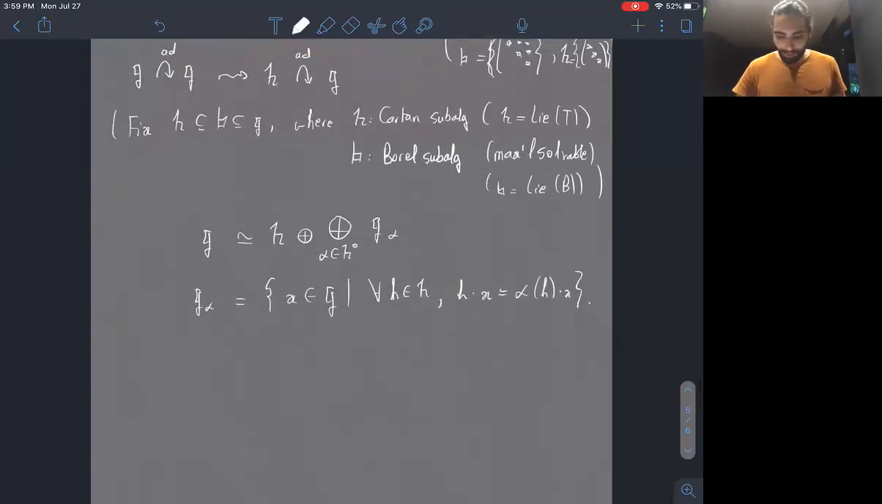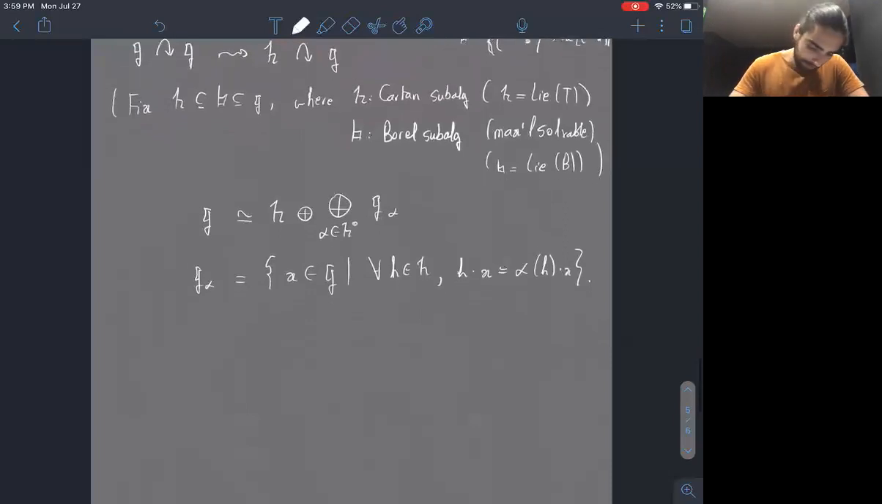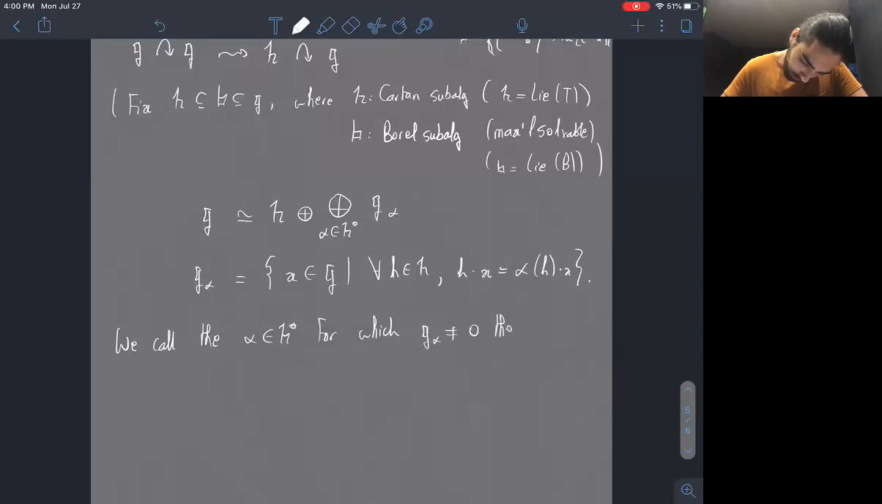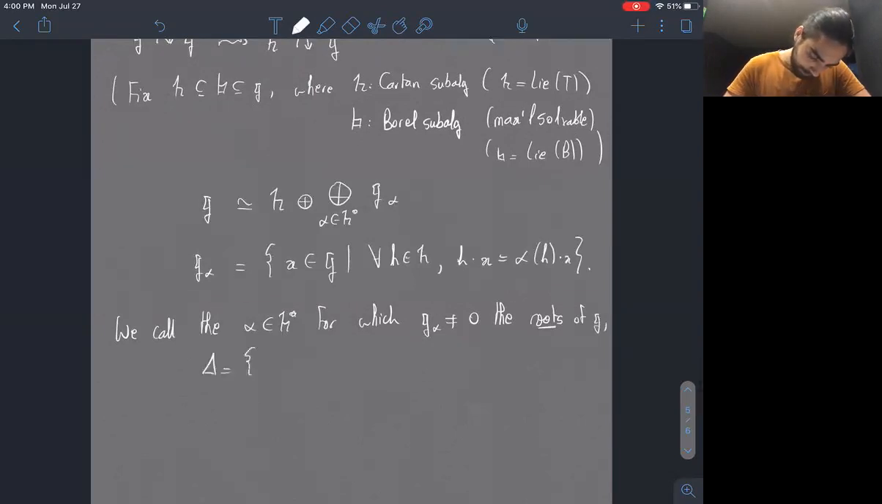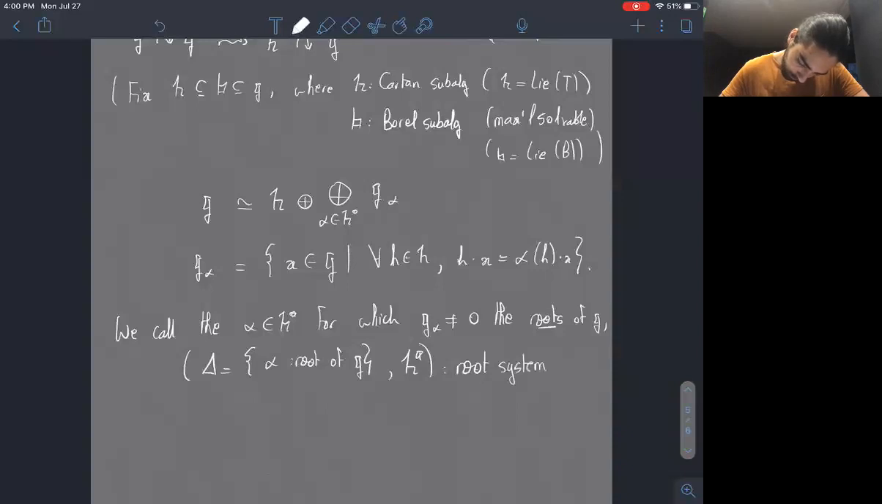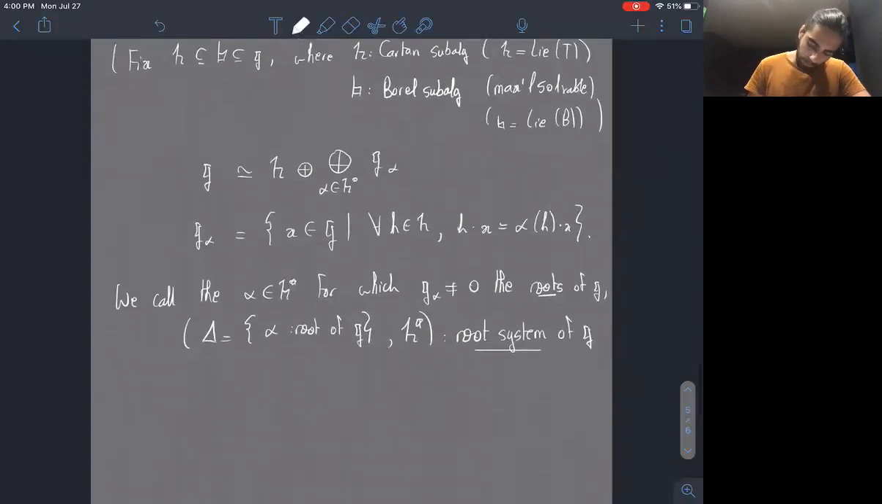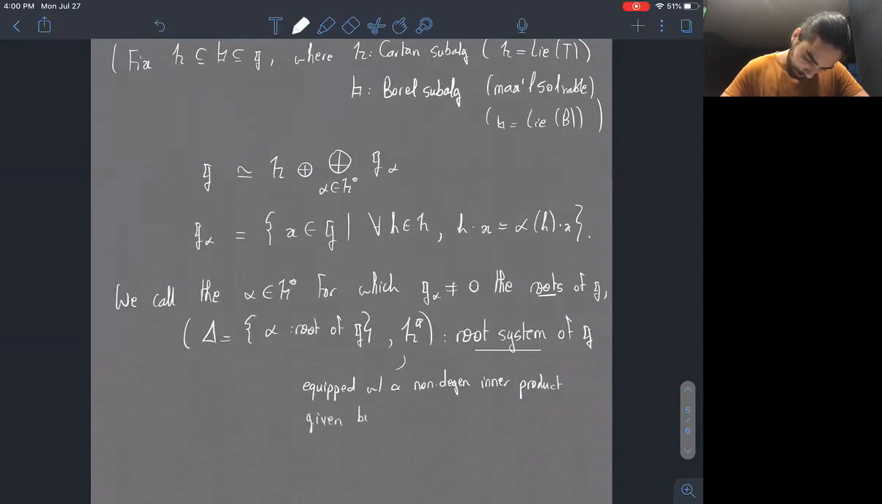And some terminology that maybe most of you are familiar with, but it is good to just set down: we call the alphas in H star for which G alpha is non-zero the roots of G. The set delta, which is all such alpha, together with H star is called the root system of G. And here we equip H star with a non-degenerate inner product given by the Killing form of G.